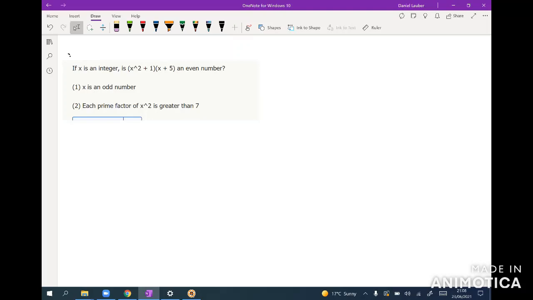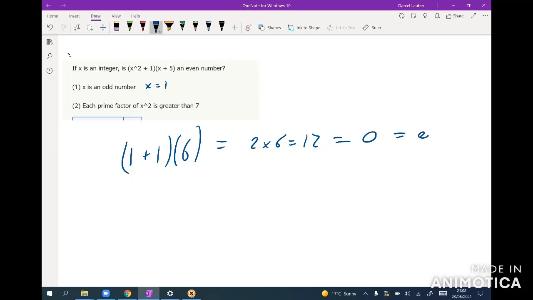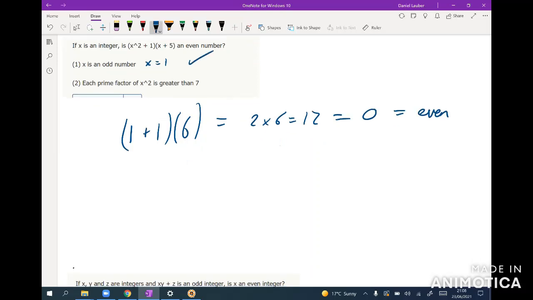If x is an integer, is x squared plus 1 an even number? Okay. So x is an odd number. Well, then using our notation, we can say x squared. Well, if x is an odd number, we can say x equals 1. So we've got 1 squared plus 1 times 1 plus 5, which is 6. In other words, 2 times 6, which is 12, which reduces down to 0, which equals even. And so that is even. So 1 is enough.